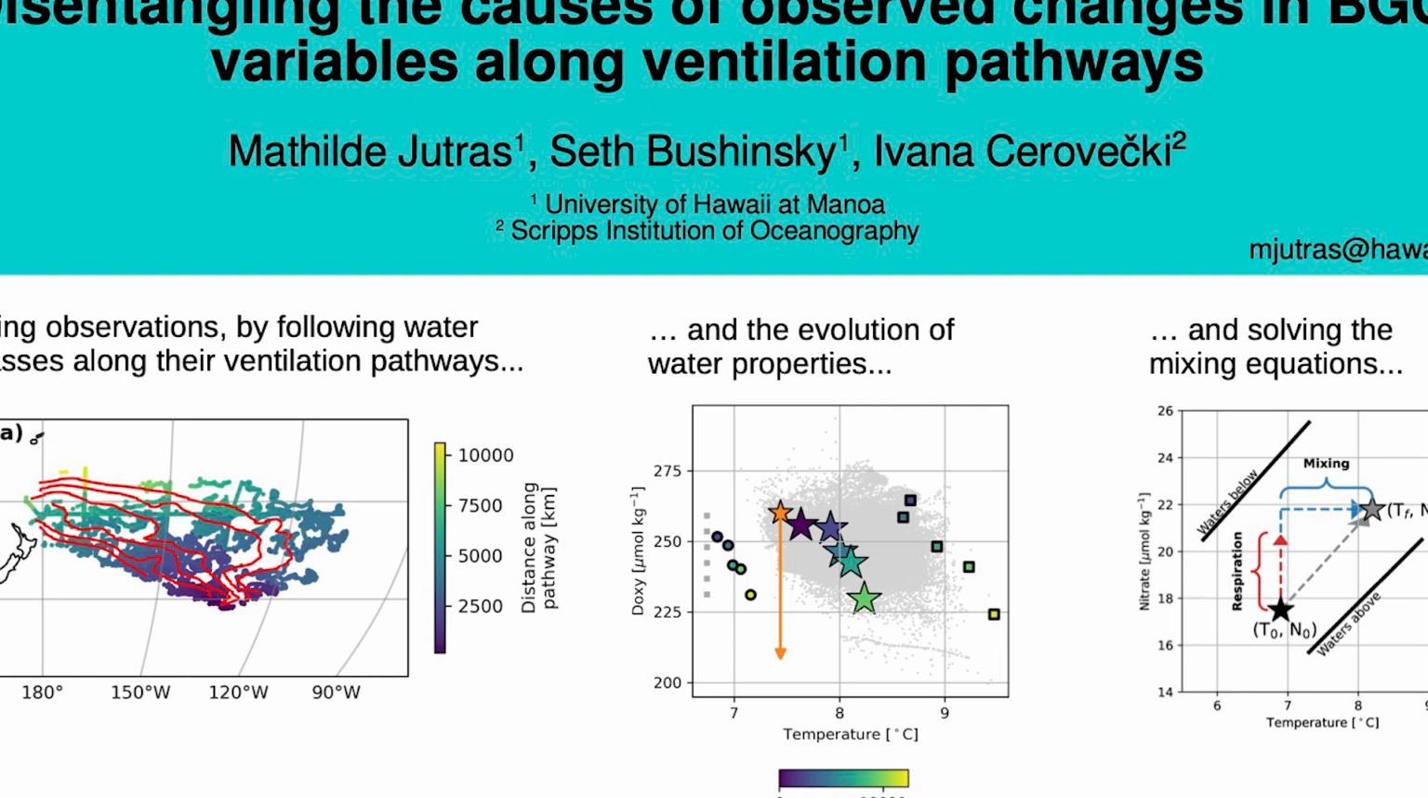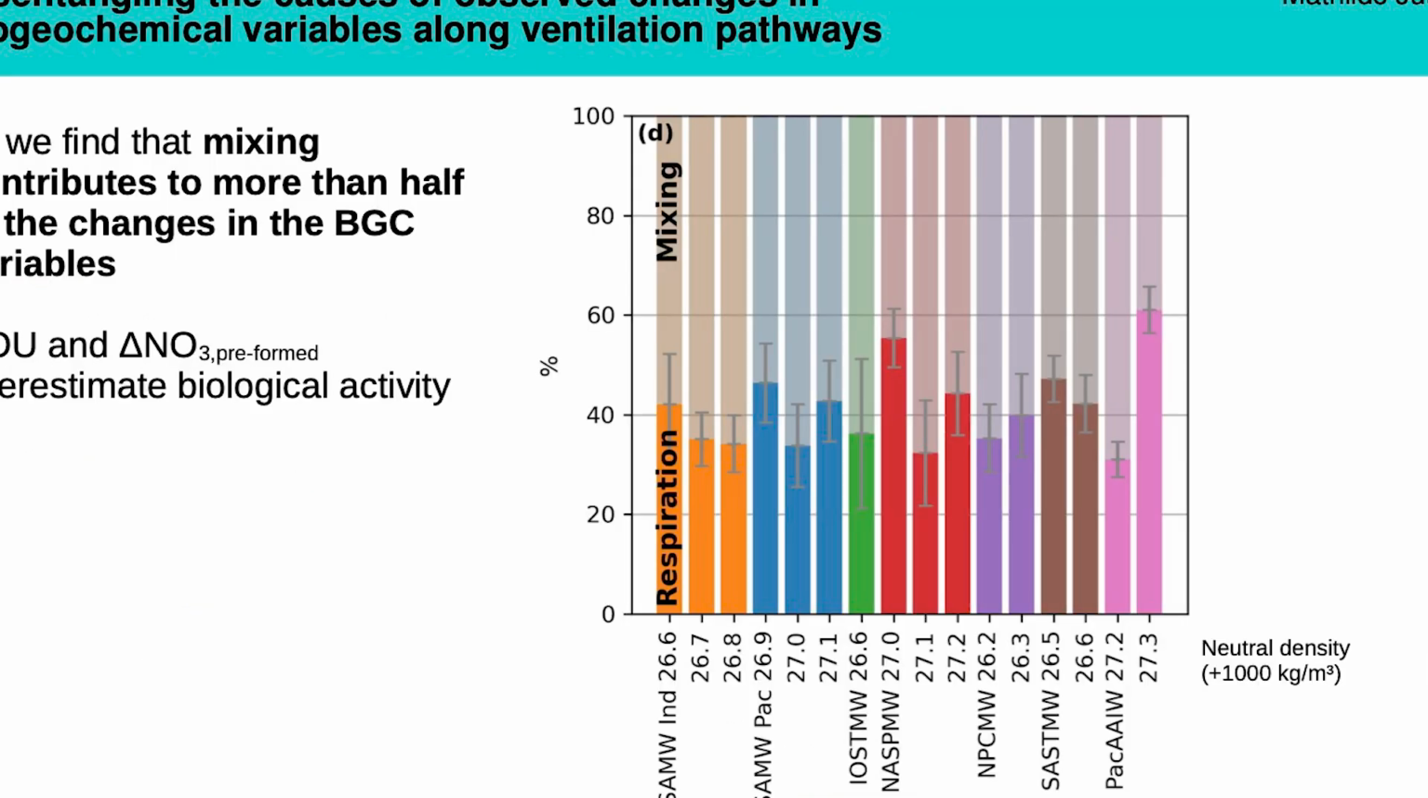You can change the slide, please. And what we find is that mixing contributes to more than half of the changes that we observe in the biogeochemical variables. By that, I mean here oxygen and nitrate throughout a range of different water masses. And this has implications for people who use, for example, AOU or the difference to preformed nitrate, because it will overestimate biological activity.